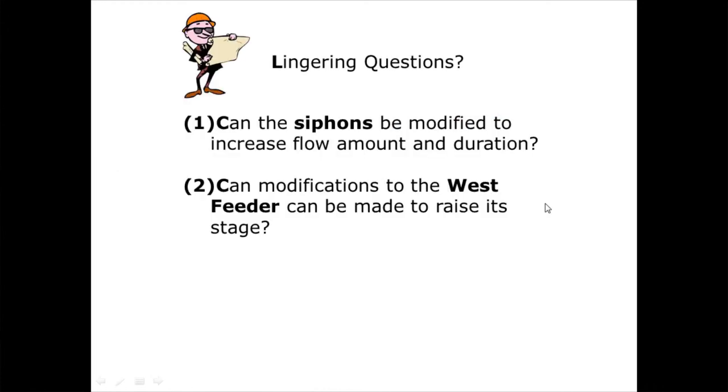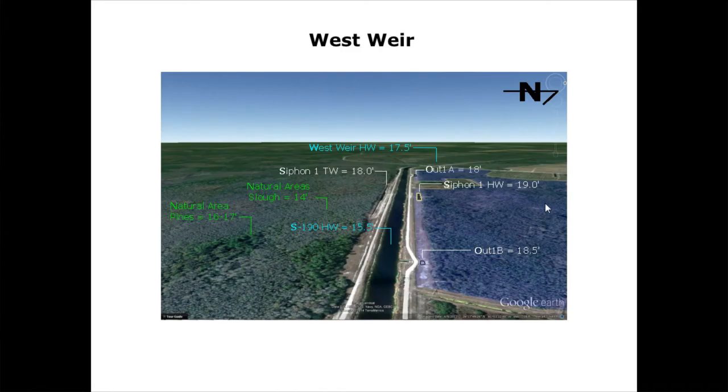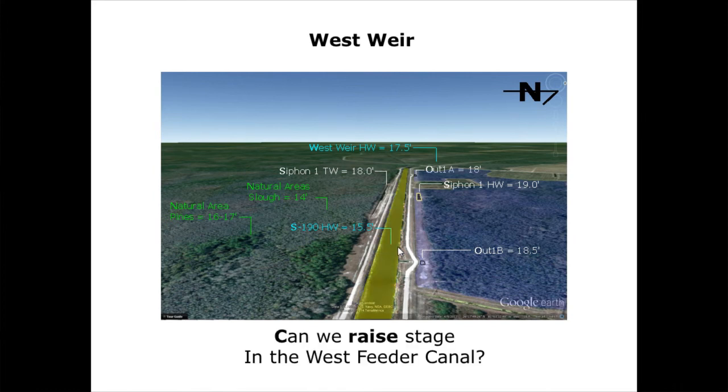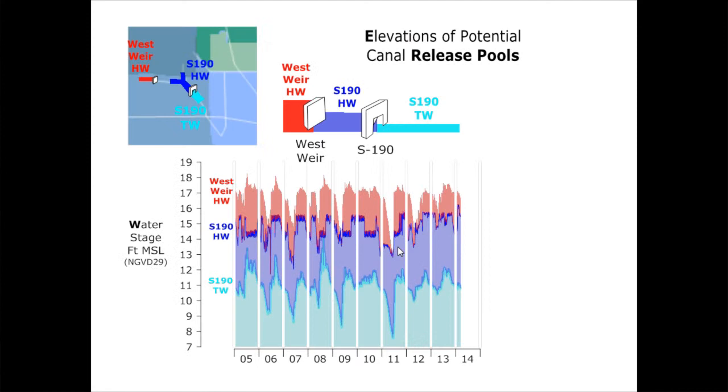The second is, can modifications be made to the west feeder to raise its stage? Under current conditions, that stage of 15.5 feet above sea level, which seemed to be at the high of the historic range, isn't enough to send water to the south. So to what degree could the west feeder be modified to raise its stage on its western end to send water south? Something to consider.